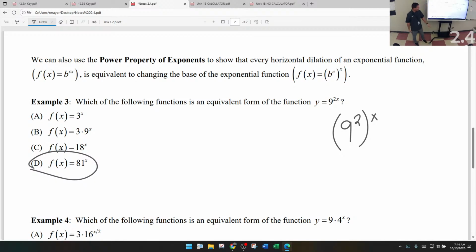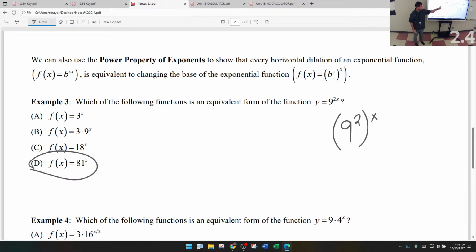There's no way 9 to the 2x is the same thing as 3 to the x, I hope, because 3 to the x is 3 to the x. You can't do anything to 3 to the x. So there's no way 3 to the x can be 9 to the 2x. 3 times 9 to the x, yeah, and don't make that 27. That won't be 3. That would be the 1/2. If 9 was to the 1/2, that would be 3. You okay, right? Because that's the square root of 9.